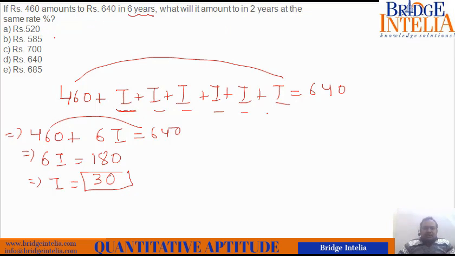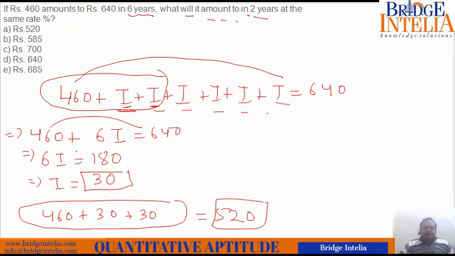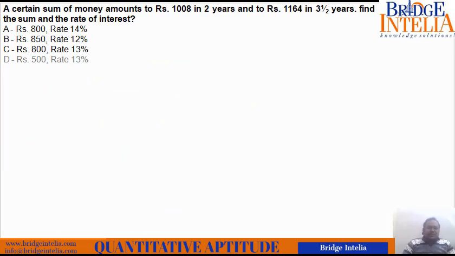So the question is, what will it amount to in 2 years? So instead of waiting for 6 years, in 2 years what would it have become? So 460 plus 2 installments of interest. So 460 plus 30 plus 30. So this is how much? 520. Let's move to the next one.